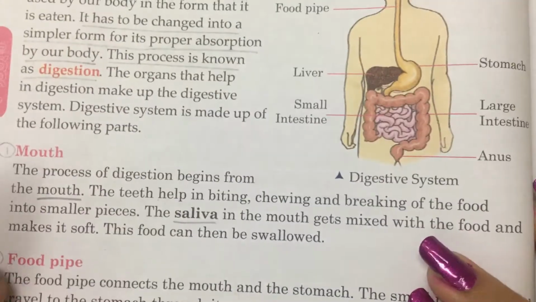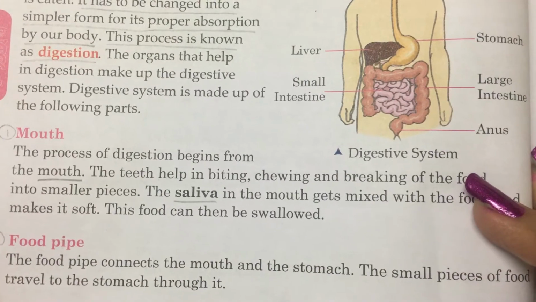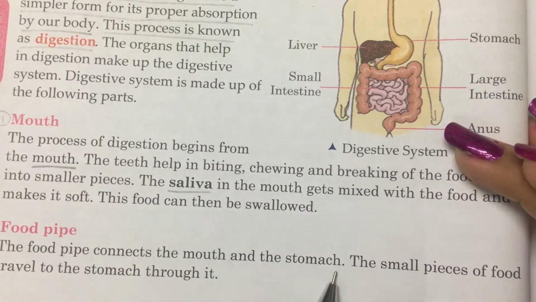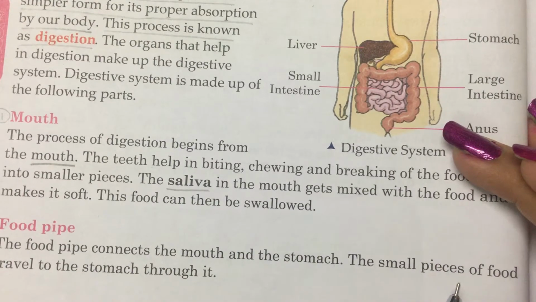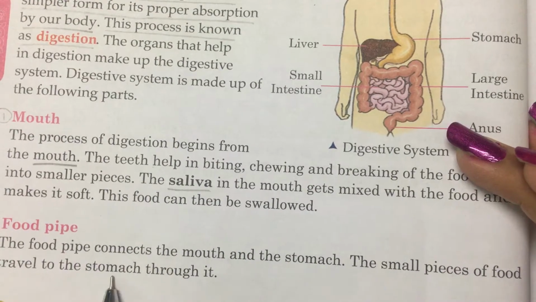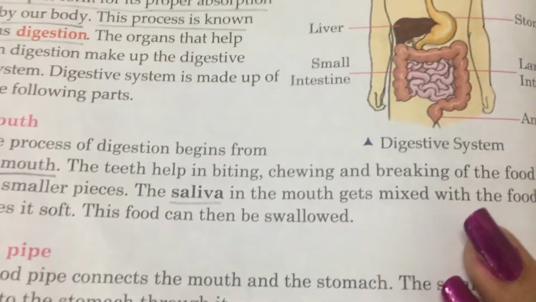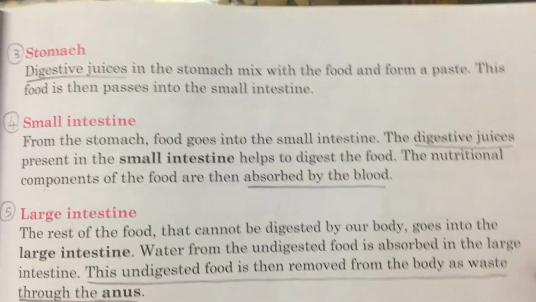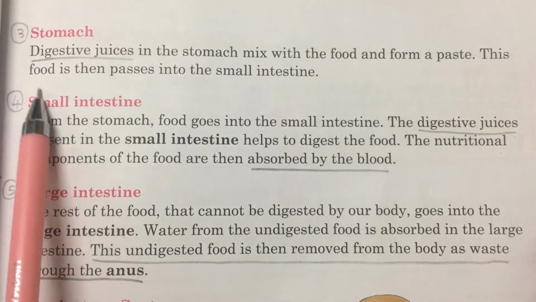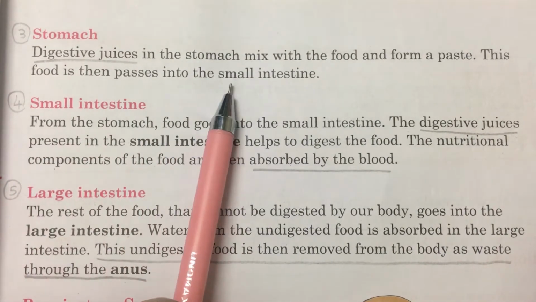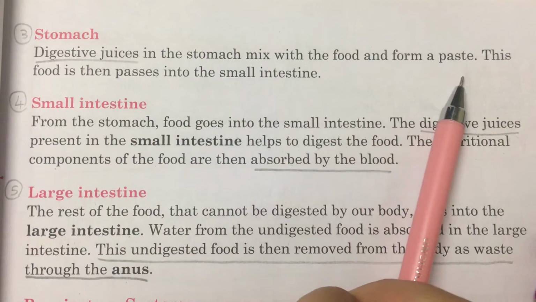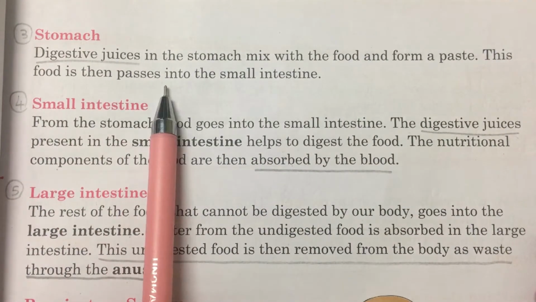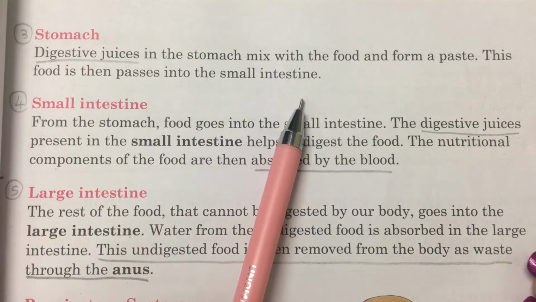Food pipe. The food pipe connects the mouth and the stomach. The small pieces of food travel to the stomach through it. Stomach. Digestive juices in the stomach mix with the food and form a paste. This food then passes into the small intestine.